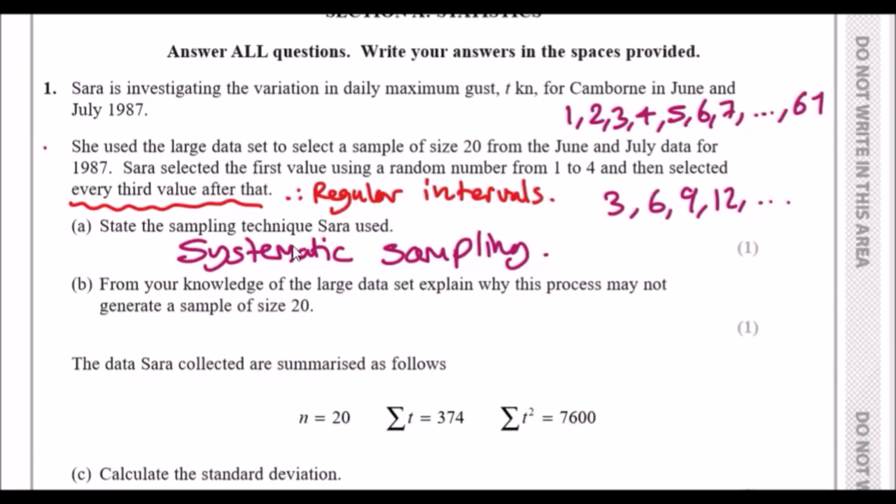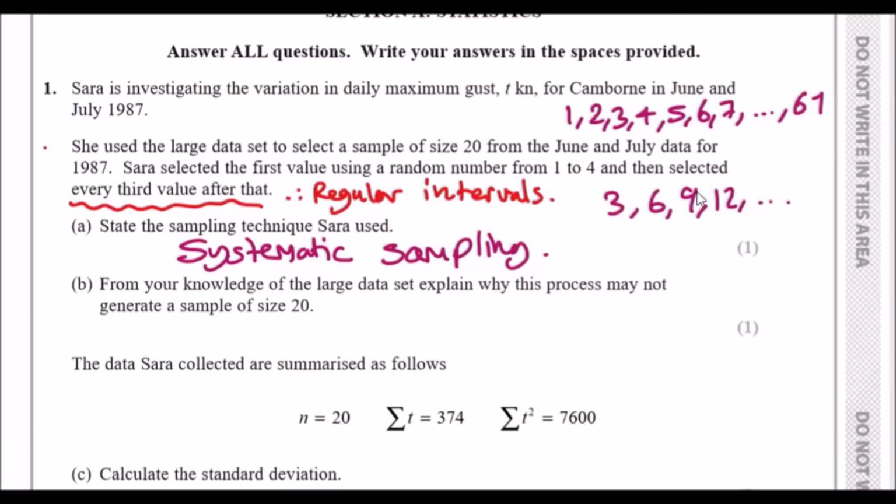State the sampling technique Sarah used. This one is 100% systematic. Something that is systematic means you put the data set in order and pick values at fixed regular intervals, like they did here. For example, every third value. This is a form of systematic sampling, so it's always regular intervals.